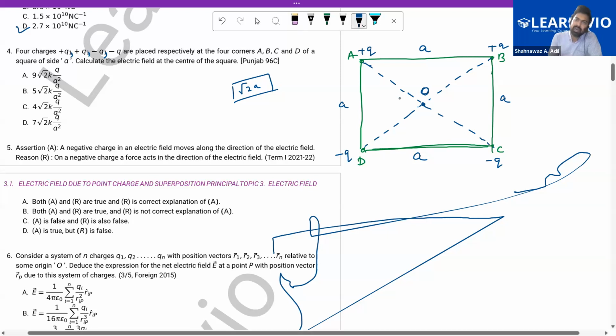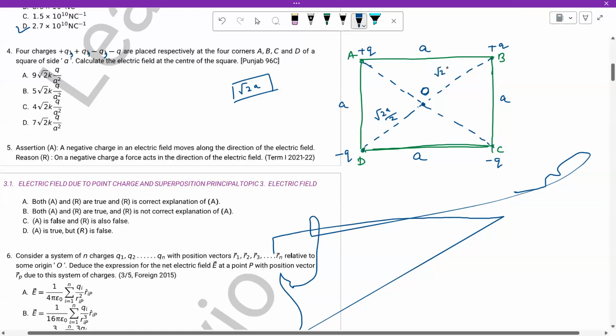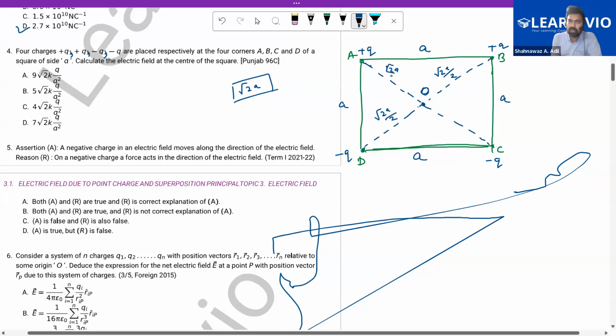So if I want the distance between these 2 points at halfway distance, this would be root 2A by 2, right? Yes. This would again be root 2A by 2. Again, is this thing clear?